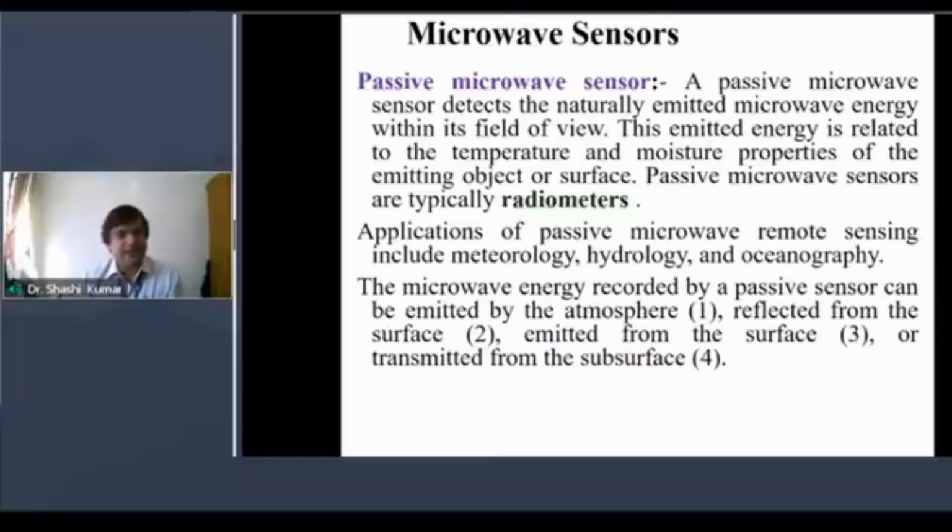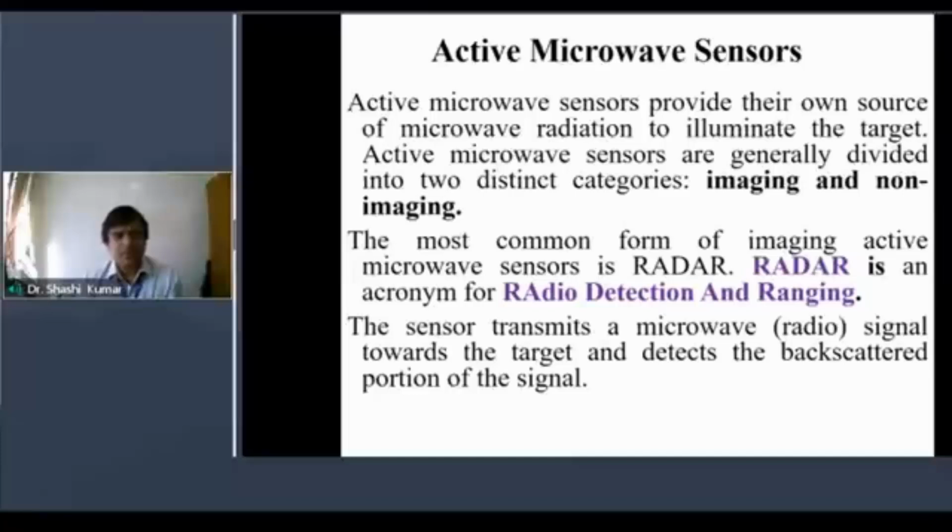Now, similarly, in the case of a passive microwave sensor or thermal sensor, generally we are going to use the portion of the emitted energy. The energy which is emitted by the Earth object will be collected by the sensor to generate the images. So the passive microwave sensors are working on the concept of emission of electromagnetic wave from the object. Now, when we are talking about the active microwave sensors, these are sensors which can generate their own energy. They are not dependent on any other illumination.